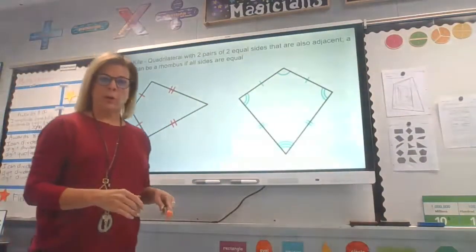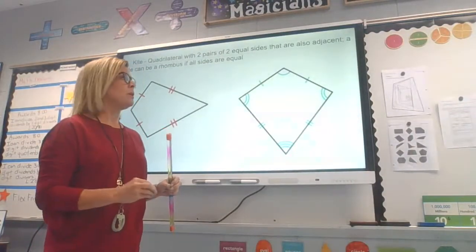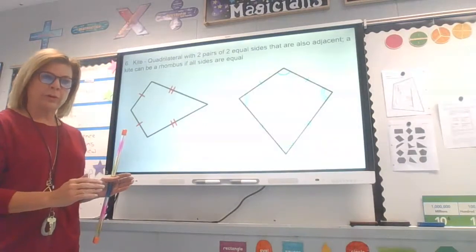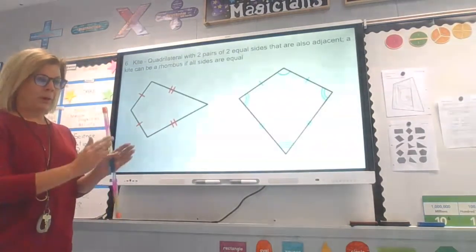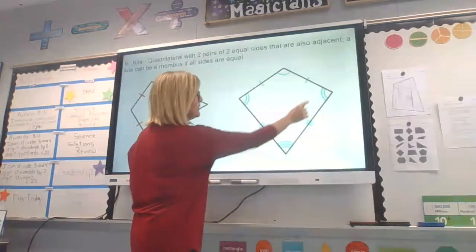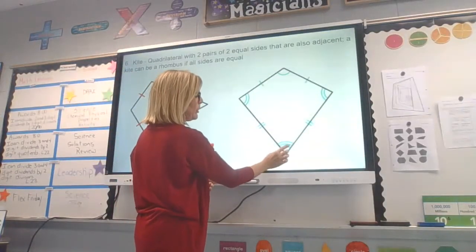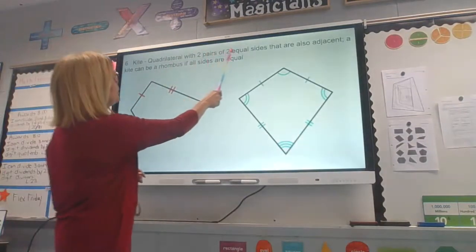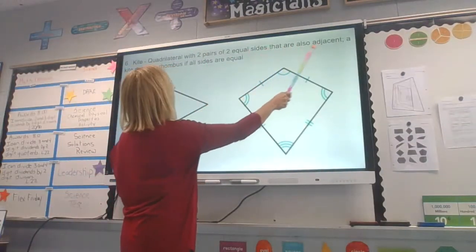So there's a new word, there's a new term for us to focus in on. Adjacent means across from each other, not parallel. Parallel means they'll never touch. Our adjacent lines are across from each other, but they touch. Two equal sides that are also adjacent.